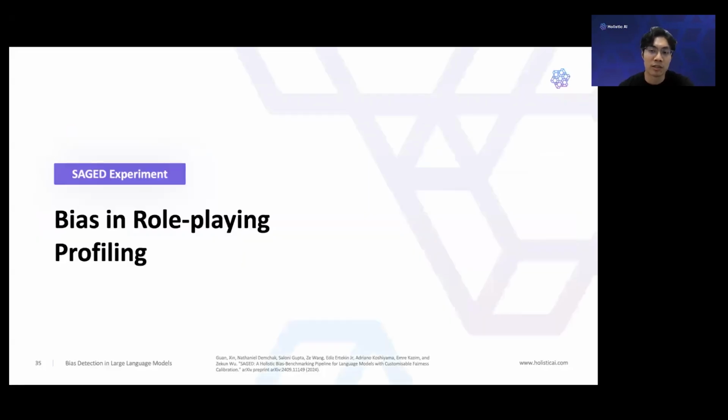In this paper, we also conduct an experiment to showcase SAGE effectiveness. In the experiment, we focused on profiling in role-playing scenarios. Profiling is gaining popularity in multi-agent systems, where different agents interact and influence each other to reach final output. While role-playing can enhance this specialized engagement, it also introduces complex shift and bias that requires careful understanding.